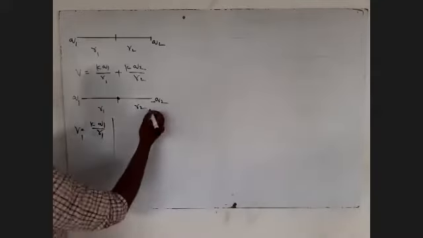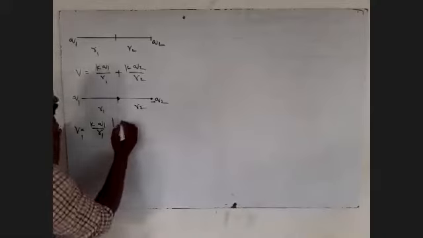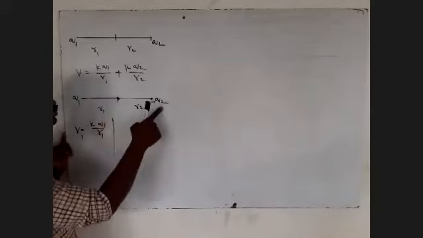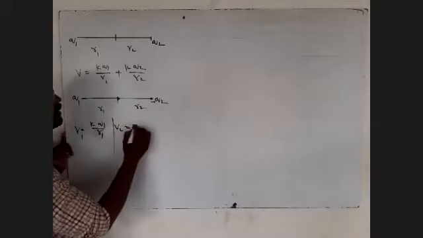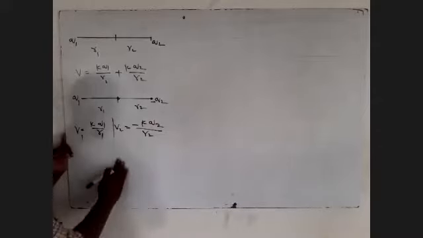At this point we have to calculate the electric potential due to the other charge. That is V2, minus K Q2 by R2. Okay.